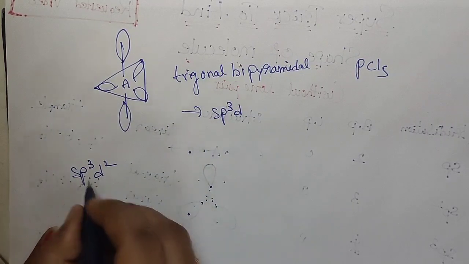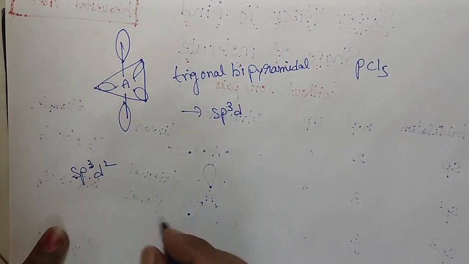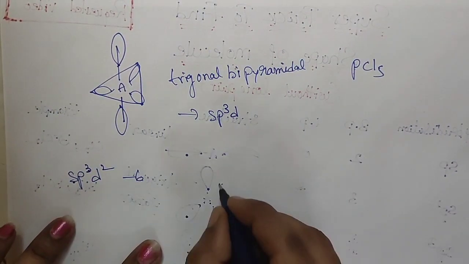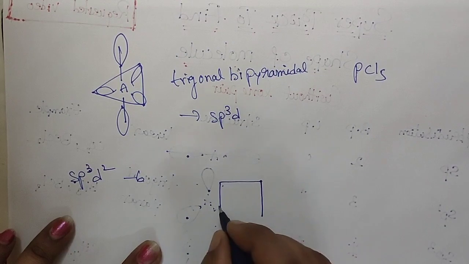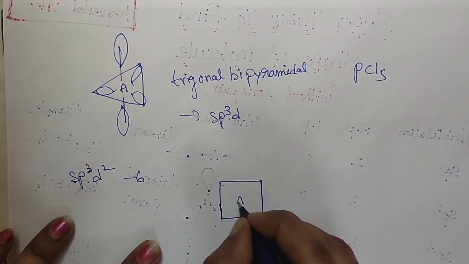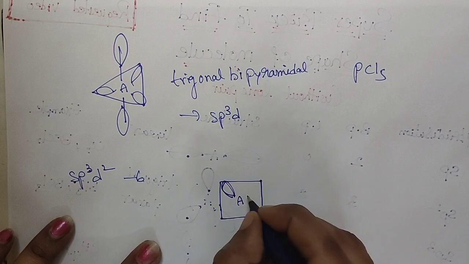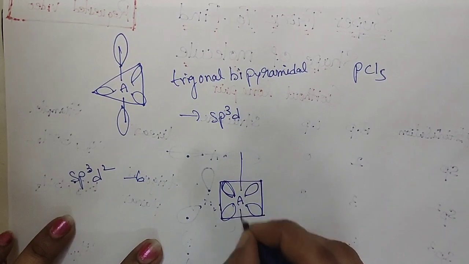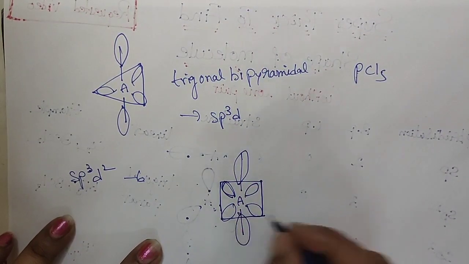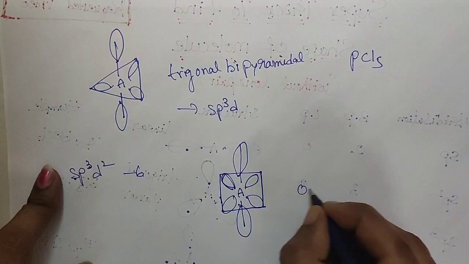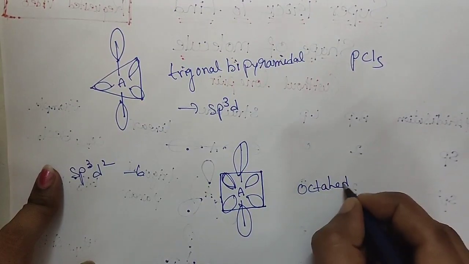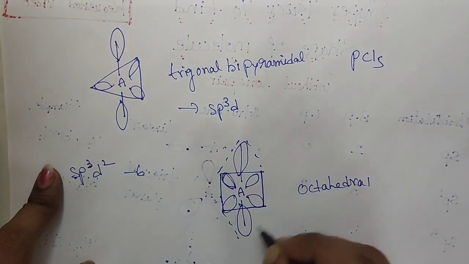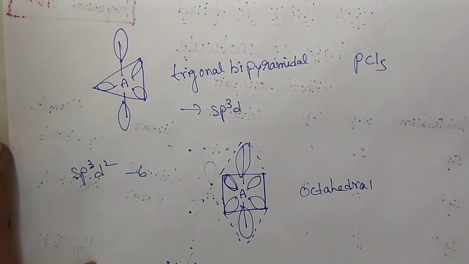Next we'll go for sp3d2 hybridization. Total 3 plus 1 is 4, 4 plus 2 is 6, so we arrange 6 hybrid orbitals like this. Observe students, it's very easy. 4 are in the plane, the remaining 2, 1 is up and 1 is down. What is the shape of this molecule, students? Octahedral. Like this it will come. Octahedral shape.